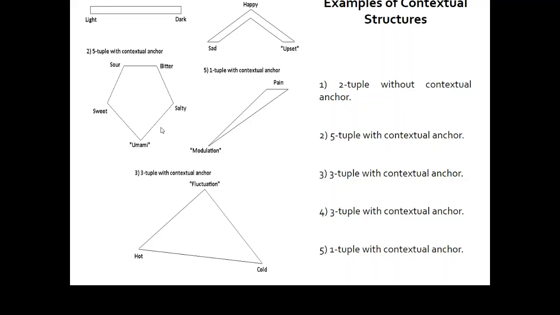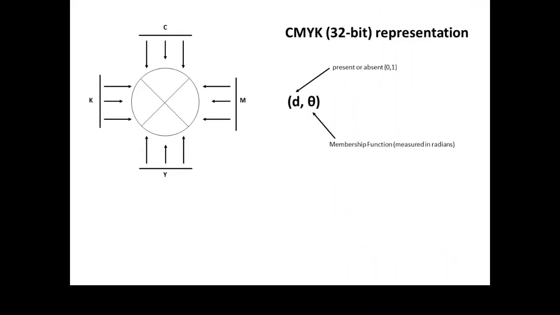Now, given your cuisine, you might not ever experience umami. In fact, you might not ever experience sweet. But umami is a contextual anchor. You have to have the context of umami to really identify it, but you also have the context of salty to identify it too. So these contextual anchors are a little bit hard to implement, and there's a little bit of variation in terms of implementing them. But this is another example of representations.